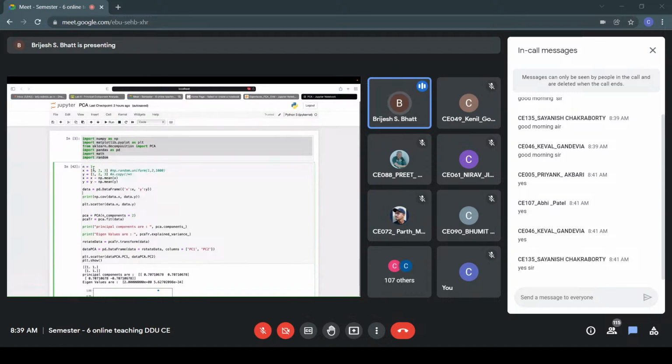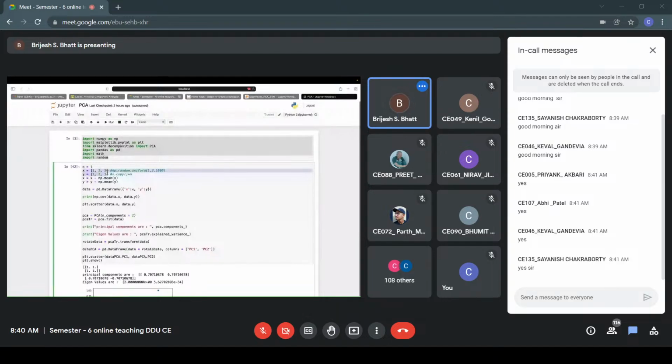So in the program, I have started with the example that we discussed in class. If you remember, we talked about data of two variables, x1 and x2. Let's call it x and y, and the values are 1, 2, 3, 1, 2, 3. We said that the covariance between x and y is very high, right? Both are almost the same.